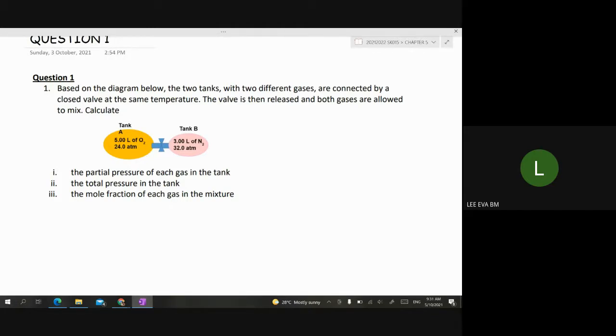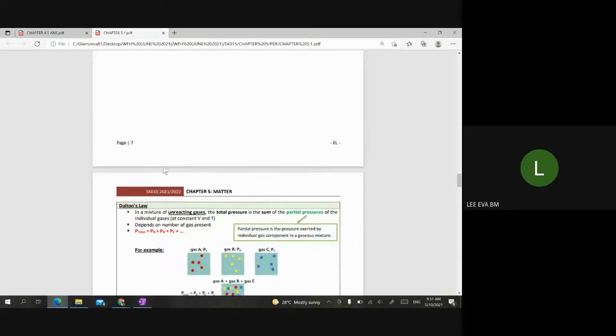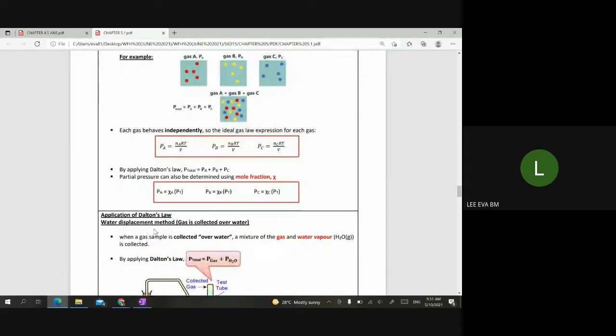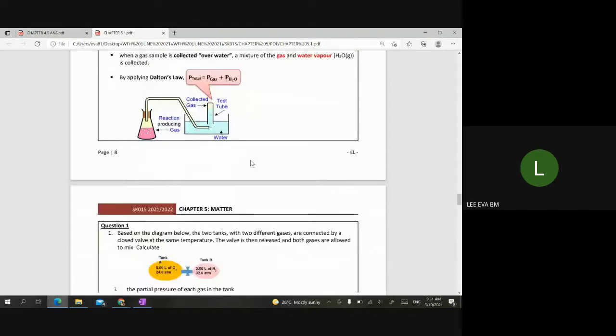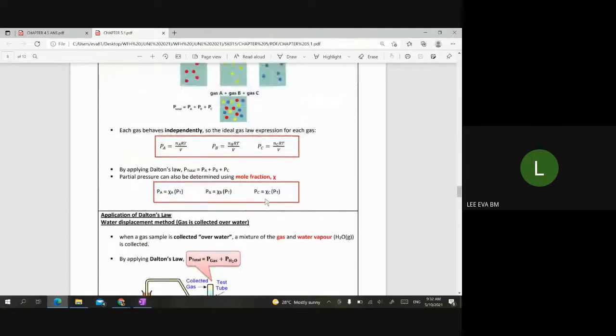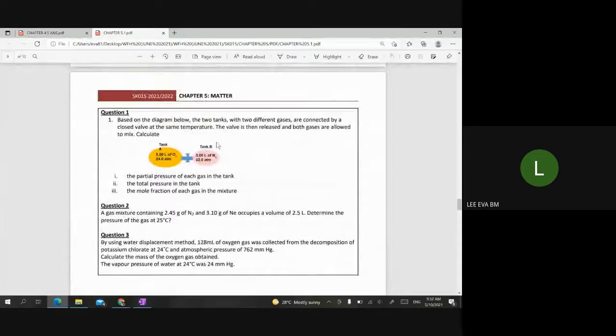Alright, so question number 1. Just now in the notes that I gave you, after this there is an application of Dalton's law, but I won't go into it yet. I will use example questions first. So I will explain questions 1 and 2 with you first before we go into the application. Are you clear? I'm afraid you'll get lost. Where are you now? Please go to page 9, questions 1 and 2.